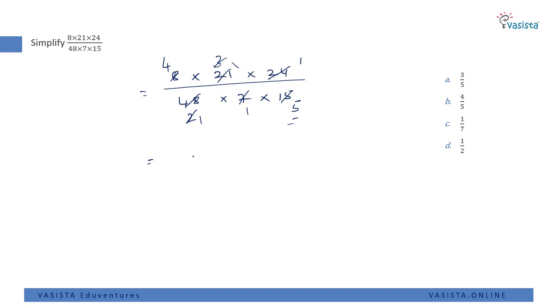The remaining number in the numerator is 4 and in the denominator it is 5, right? The answer is 4 by 5. Option B is the right one.